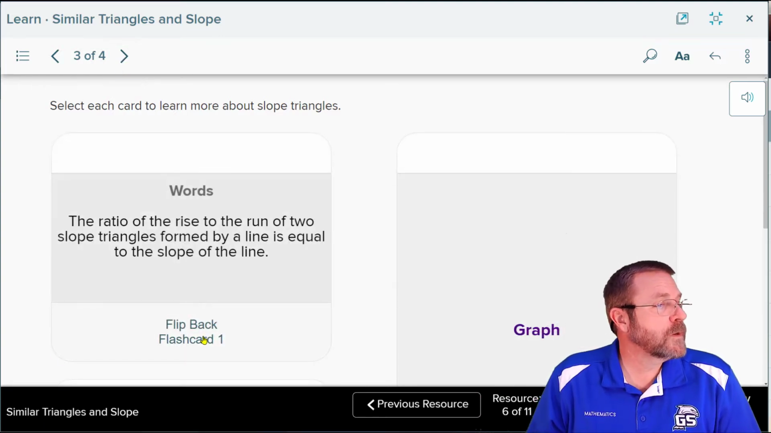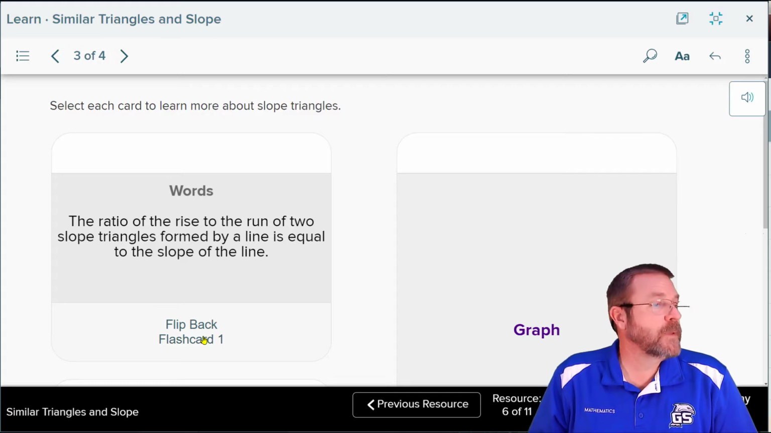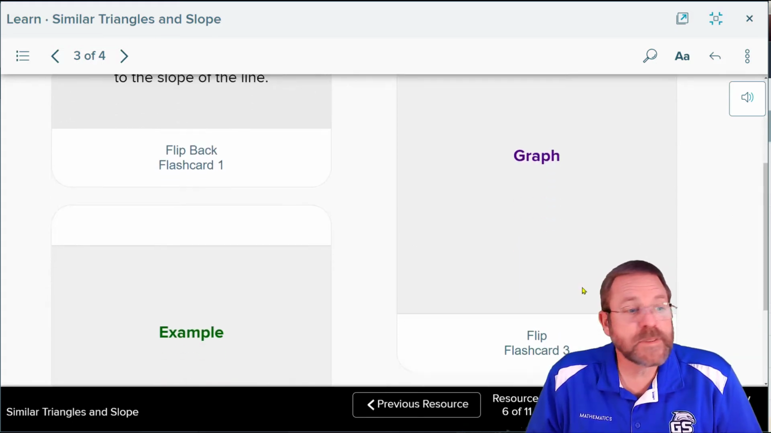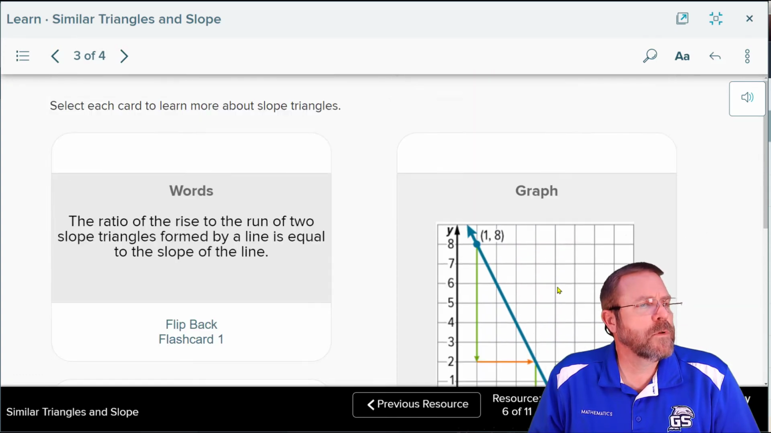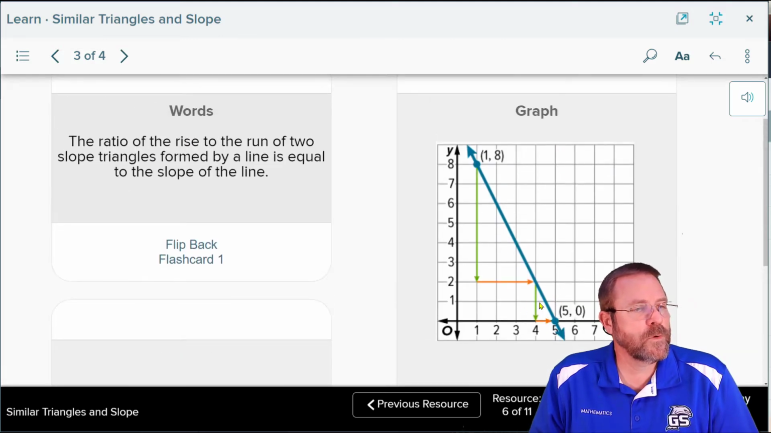In words, it's going to say the ratio of the rise to the run of the two slope triangles formed by the line is going to be equal to the slope of the line. So we've already established that they have the same slope. On a graph, we can see, I have no idea what they're showing right there on the graph. Oh, yeah, there's a little bitty triangle. You got a big triangle, you got a little triangle. They have the same exact slope.